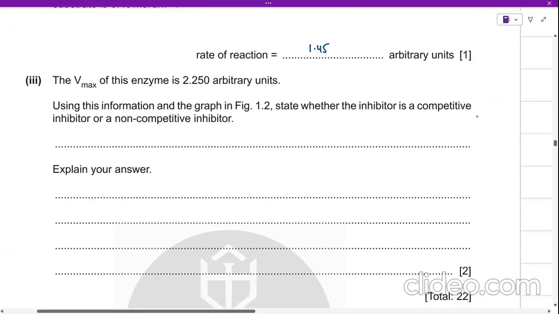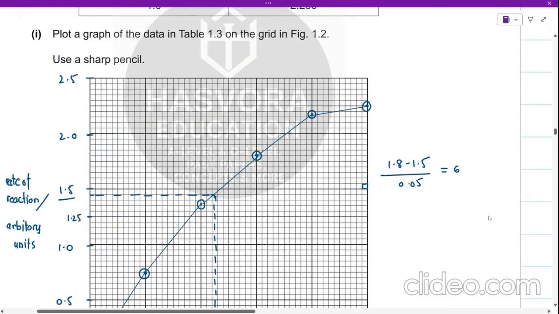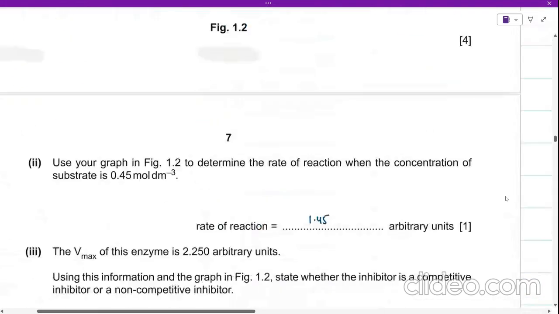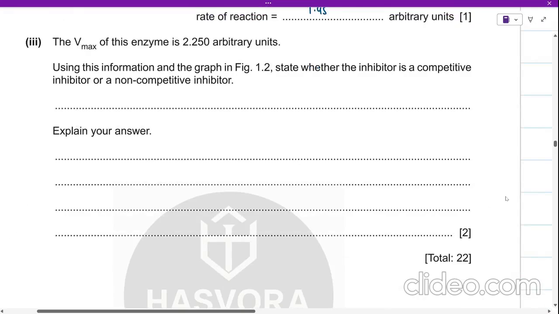Now the Vmax of this enzyme is 2.25 arbitrary units. Using information from the graph, state whether the inhibitor is a competitive inhibitor or a non-competitive inhibitor. So now let's check. As we can see, the Vmax is actually reaching the maximum rate of reaction, reaching 2.25. We would say it is a competitive inhibitor.